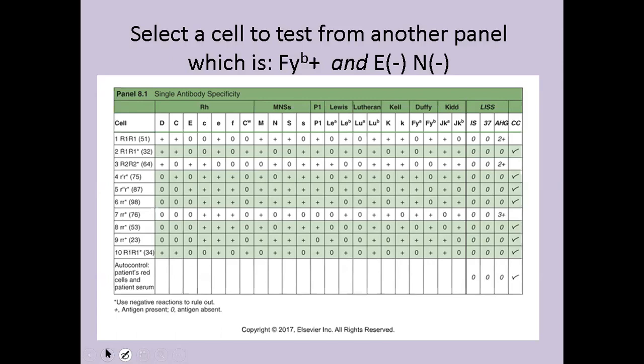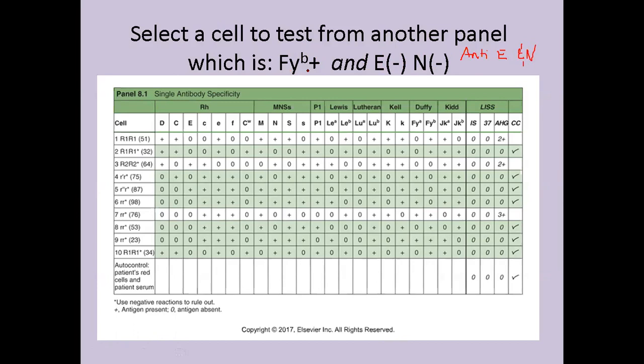We need to select a few cells, and what we're looking for here are cells that are negative for E antigen and negative for N antigen, because that is going to eliminate the anti-E and anti-N from reacting. Okay, we want to eliminate those antibodies because we really want to see if they have this third antibody against Duffy B.